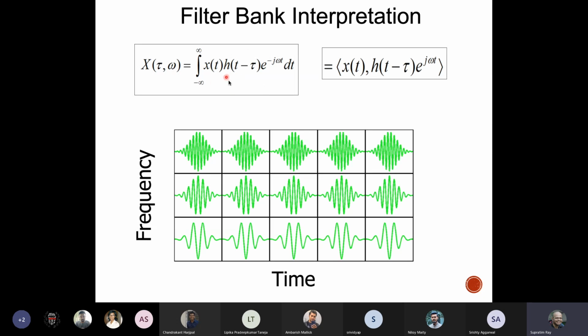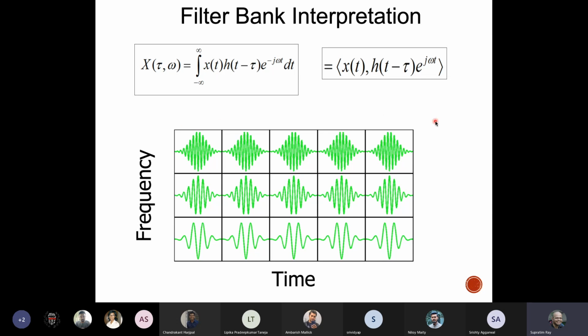This function here is nothing but the inner product, or a point by point multiplication, of the signal x(t) multiplied by the window and this function e to the power minus j omega t, which is essentially just a cosine and a sinusoid with a phase. So this function as a whole is like a filter. The way to think of it, and please pay attention to this, is very crucial in the development of what we are going to do.